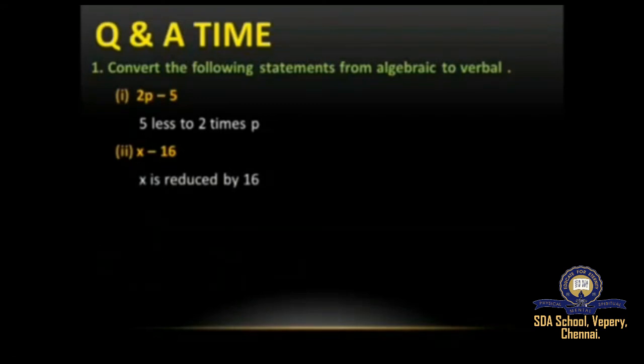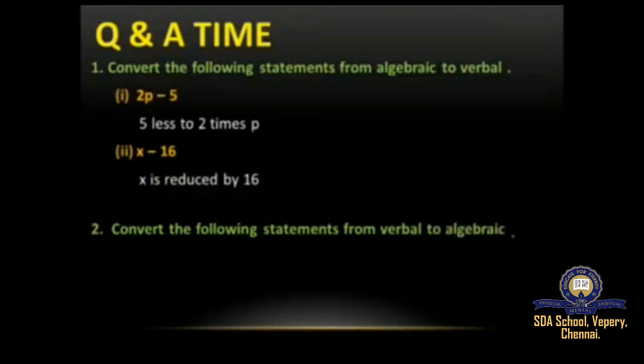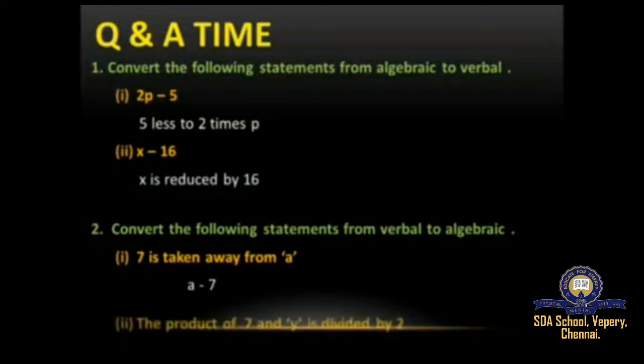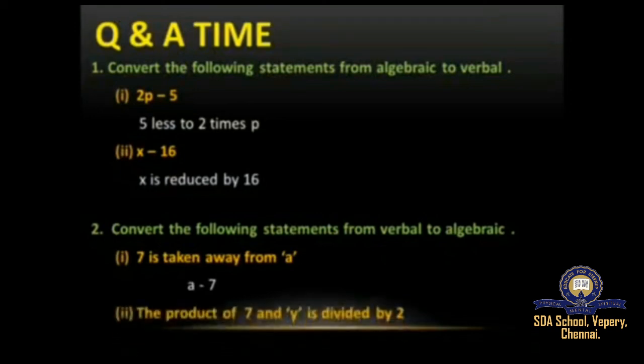Very good. The second one is, you're going to convert the following statements from verbal to algebraic. Okay. The first one is 7 is taken away from a. So how do you represent this in algebraic? Excellent. It is a minus 7. Yes. And the second one is, the product of 7 and y is divided by 2. So you'll be writing it as 7y divided by 2.